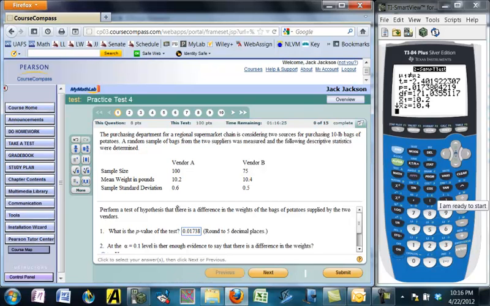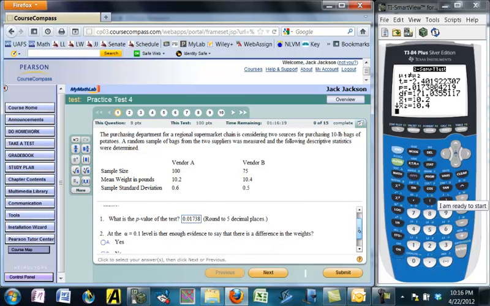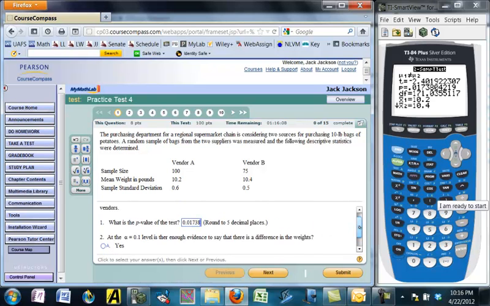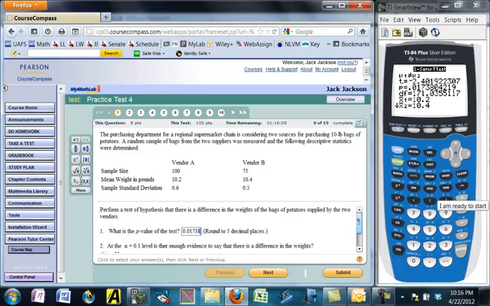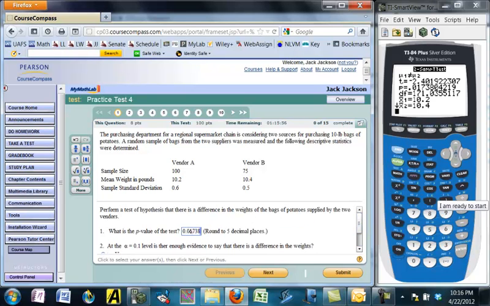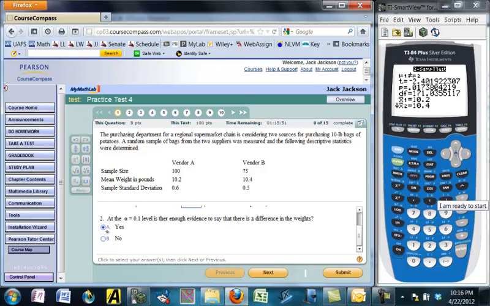Degrees of freedom is based on some formula where it uses these two numbers together. We don't really need to worry about that. It will compute it for us. At the alpha 0.1 level, is there enough evidence to say that there is a difference in the weights? Well, let's see. 0.1 for alpha. We got p is 0.017. So notice our p is less than alpha, so there is enough evidence to show that they're different. Okay, looks like that's all we have for that question, so let's go on to the next one.